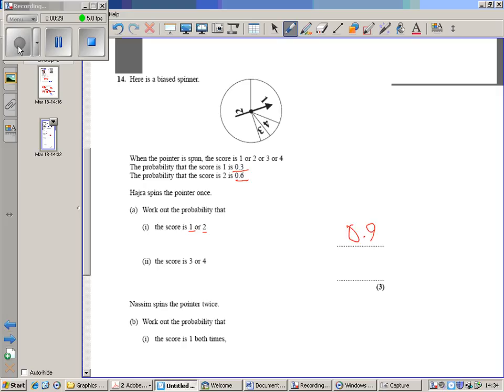And 3 or 4, well, if you've already used up 0.9, then what's left from 1? 0.1. The probability that the score is 1 both times. Well, the probability that the score is 1 the first time is 0.3. The probability that 1 is the score the second time is 0.3. Now, some people did 0.3 times 2 for this.